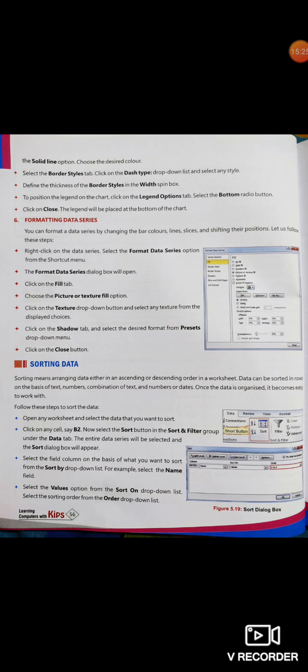We have to click on the fill tab. Then we have to choose the picture or texture fill option. Then we have to click on the texture drop down button and select any texture from the displayed choices.